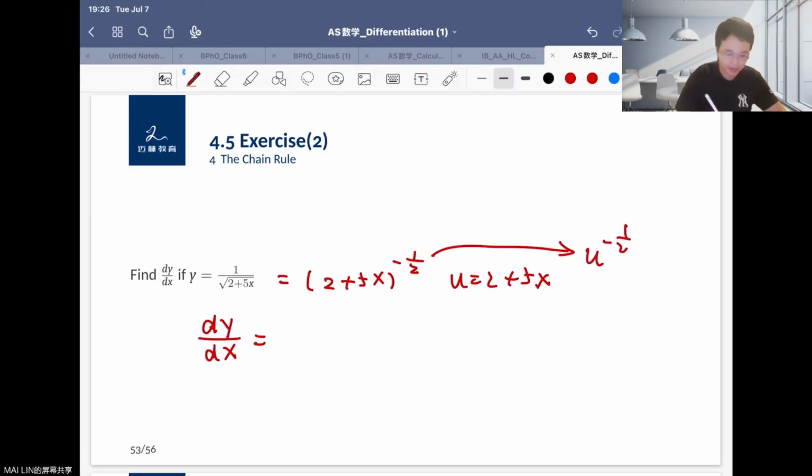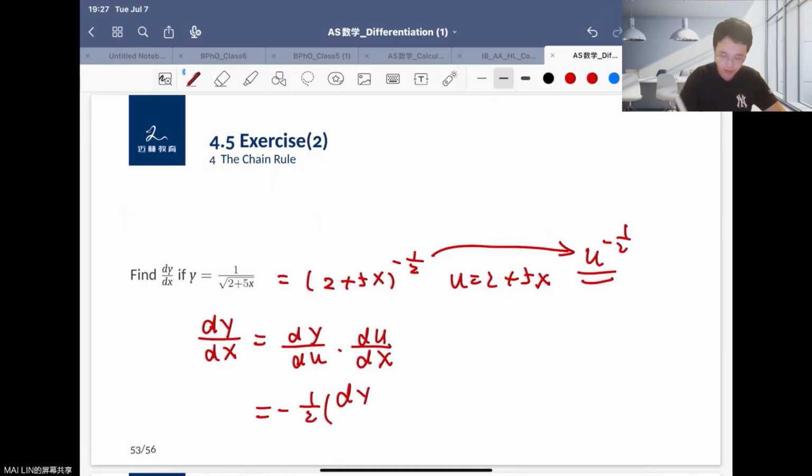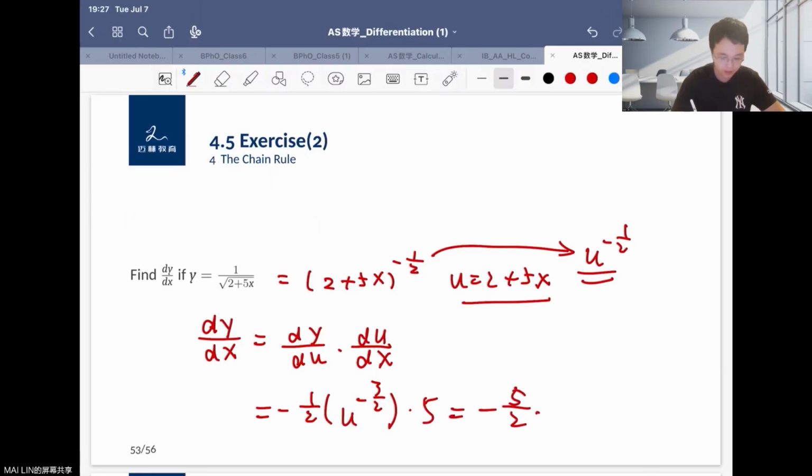Then dy over dx can be considered as dy over du times du over dx. Because y is u to the power of negative a half, dy over du is negative a half times u to the power of negative 3 over 2. And du over dx, because u equals 2 plus 5x, equals 5. We then multiply together, so the value is negative 5 over 2 times u to the power of negative 3 over 2.